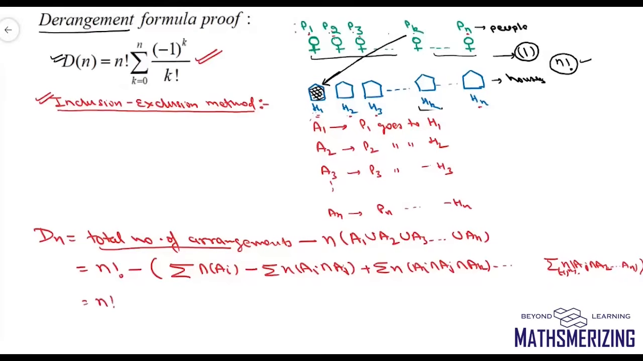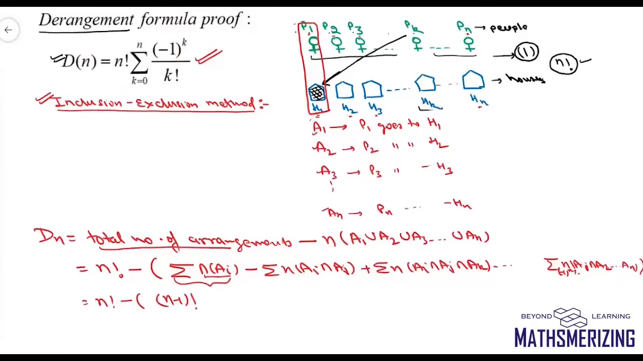factorial n minus, now what is the term n(A1)? The condition is when person 1 goes to his or her own house. If person P1 is assigned to house H1, then the total number of ways in which the remaining n minus 1 people can be arranged in the remaining n minus 1 houses is factorial n minus 1. Now how many terms do we have in this summation? We have a term for A1, then for A2, for A3, for An. So we'll have n terms.